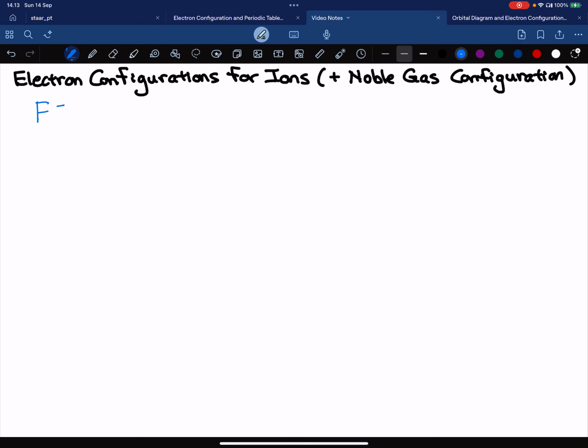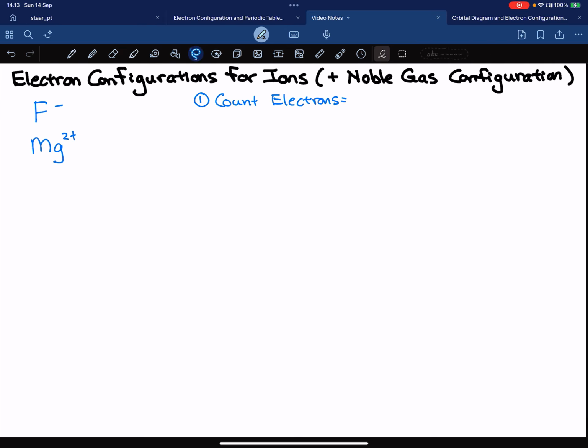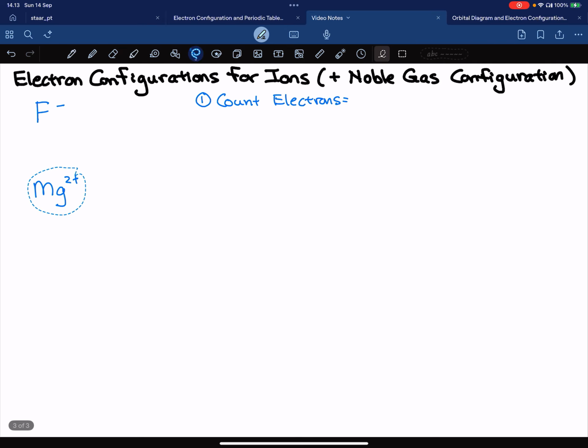fluorine minus and magnesium 2 plus. All right. So the first thing that you do, that you always do, as I've said in all of these videos, is the number one thing you do is you count the total electrons. All right. So we're going to do that for fluorine minus, and then we're going to do that for magnesium 2 plus. I will move those apart just a little bit.